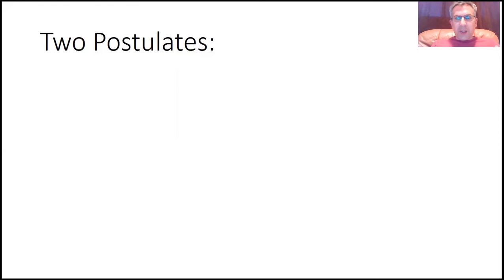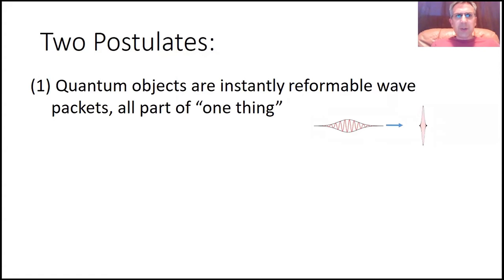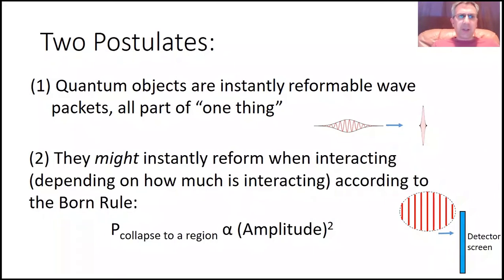In order to make quantum mechanics more intuitive, I'm going to be using two postulates, two basic ideas from which you should be able to reason out and understand most of the major phenomenon of quantum mechanics. So the first postulate is that quantum objects are instantly reformable wave packets, all part of one thing. And the second is that they might instantly reform when they're interacting, depending on how much of them is interacting, according to the Born rule, where probability of collapse to region is proportional to the squared amplitude.